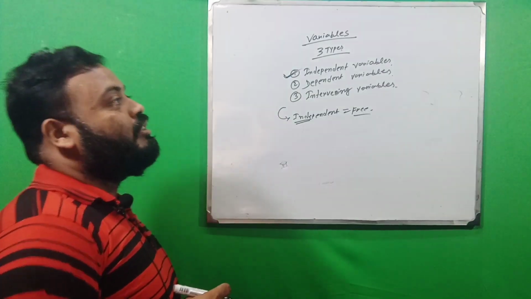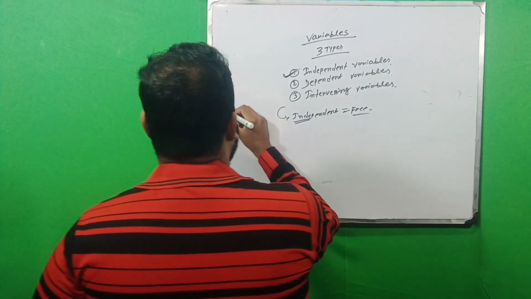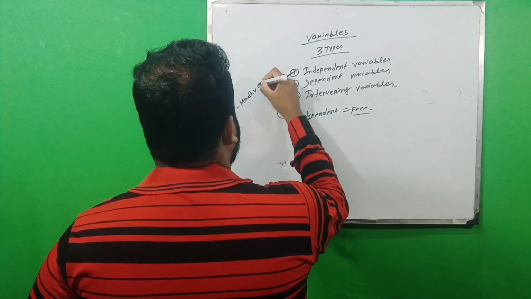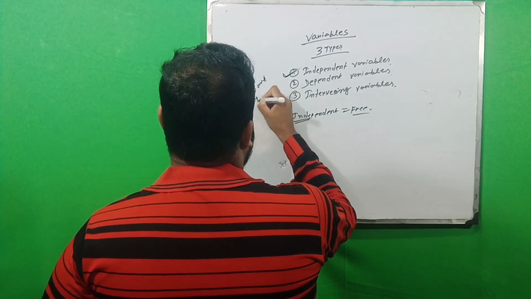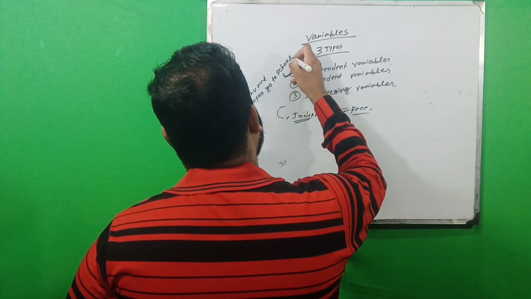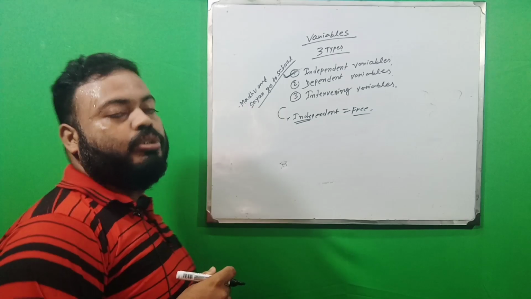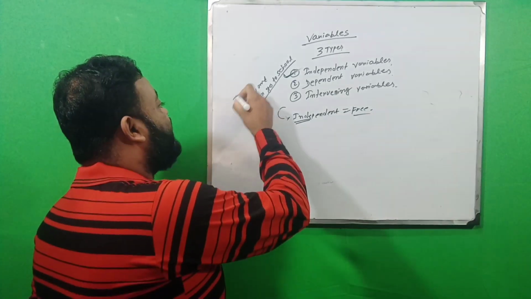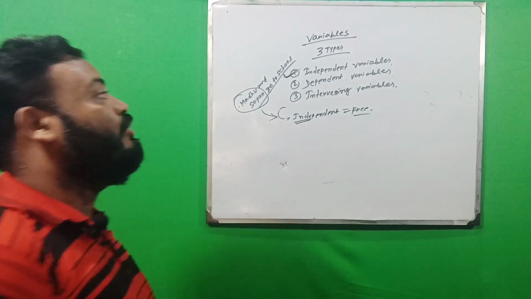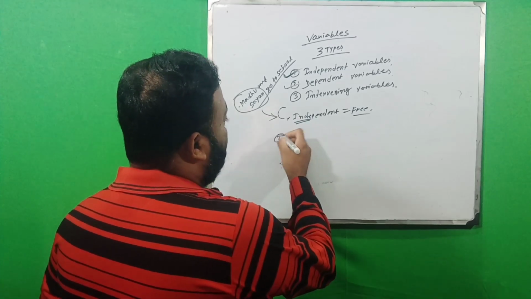Suppose I give an example: Madhu and Shayan go to school. Here Madhu and Shayan are independent. So they go to school. Okay. Next is dependent. We now learn about the dependent variable.